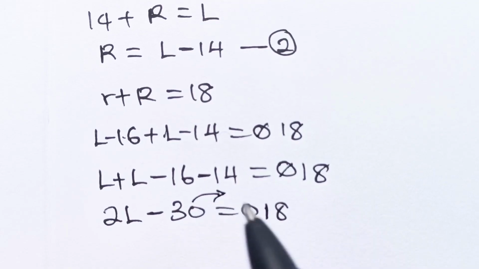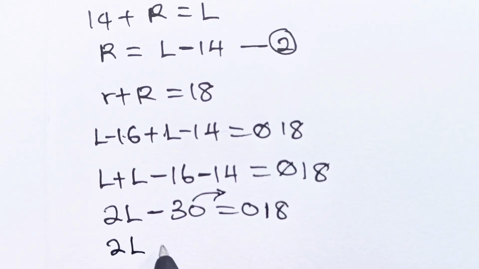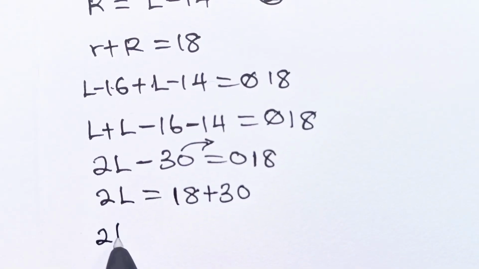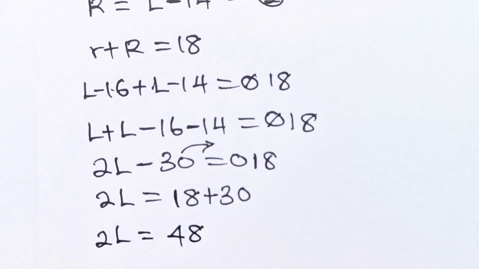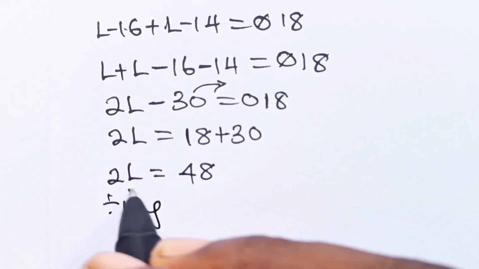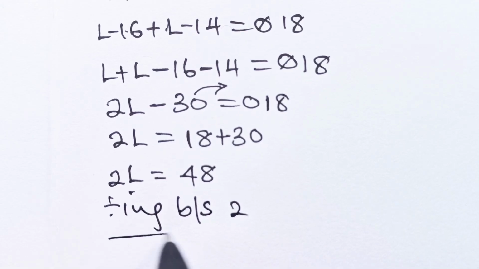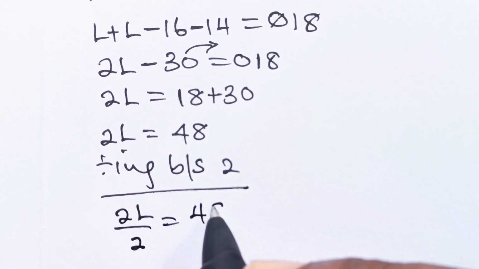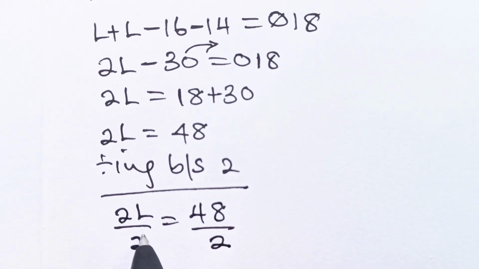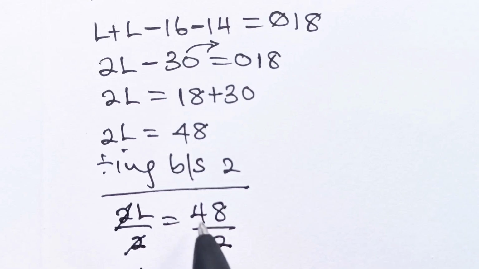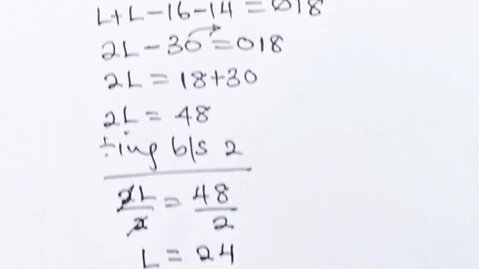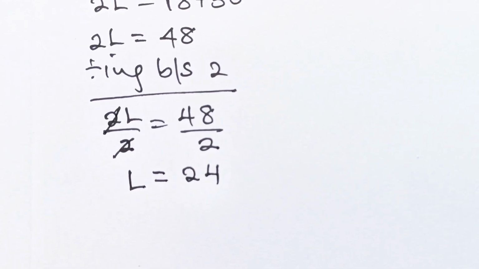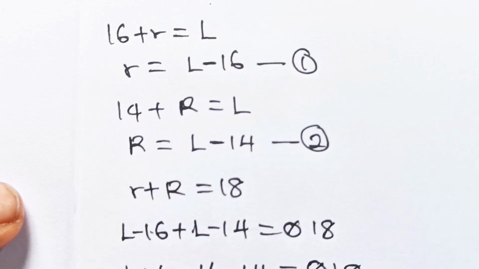All right, so we're going to transfer this minus 30 to the other side. So we have 2L is equal to 18 plus 30. So 2L is equal to 48. Now dividing both sides by 2, we're going to have 2L over 2 is equal to 48 over 2. Now 2 cancels 2, we have L is equal to 24. Now, is it really necessary? Yes, it is. I'm going to tell you in a jiffy. But for now, let us go back.